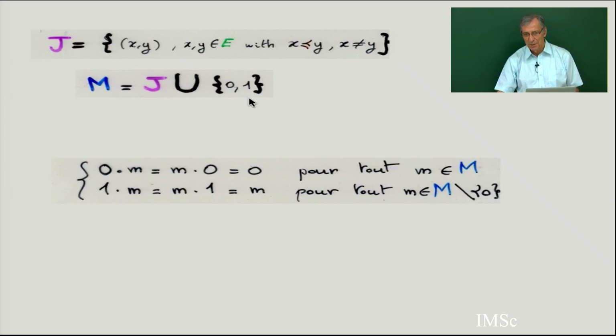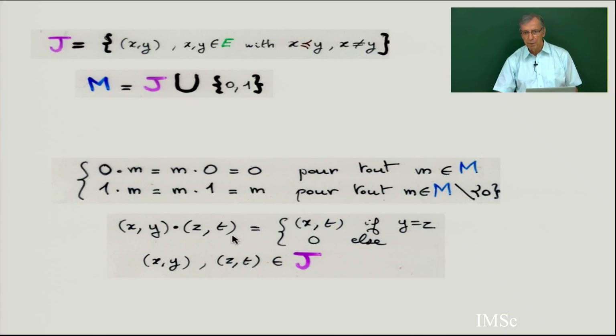So I put a 0 here. 0 and 1 are the 0 and 1 elements in this monoid I am constructing. And the product in the monoid, if you have non-zero elements different from 1, is defined on pairs xy of elements of the poset with x less than y. So the product of two such pairs, xy by zt, is xt if y equals z.